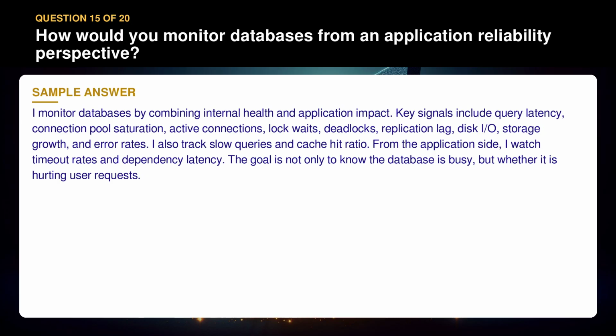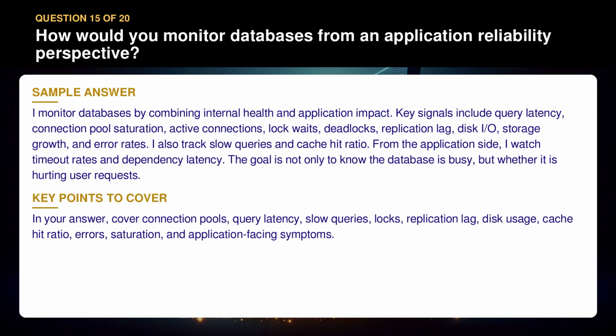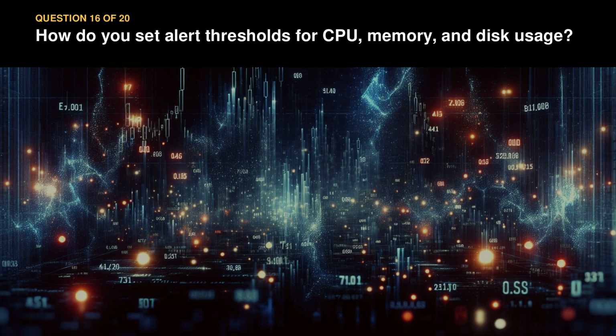From the application side, I watch timeout rates and dependency latency. The goal is not only to know the database is busy, but whether it is hurting user requests. In your answer, cover connection pools, query latency, slow queries, locks, replication lag, disk usage, cache hit ratio, errors, saturation, and application-facing symptoms.